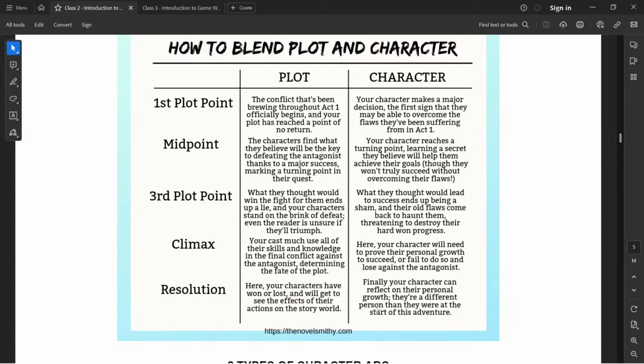Okay, so I'll give a brief explanation, then we can move forward as well. Your first plot point, that is your conflict that's been brewing through Act One, officially begins, and at the same time your character could make some kind of decision so that he could overcome those flaws that they've been suffering from inside Act One.